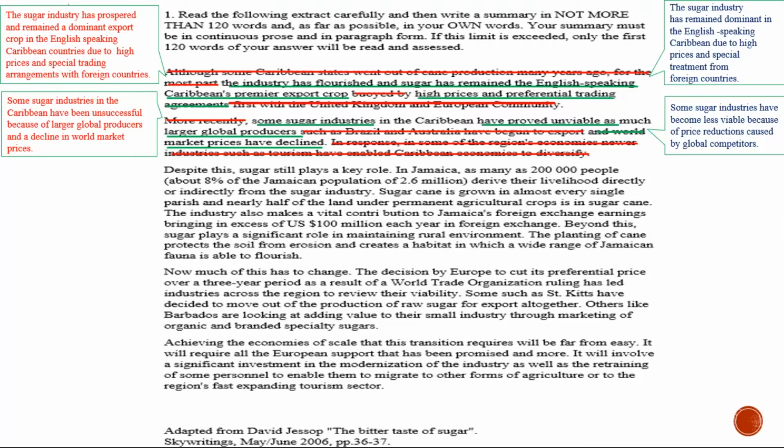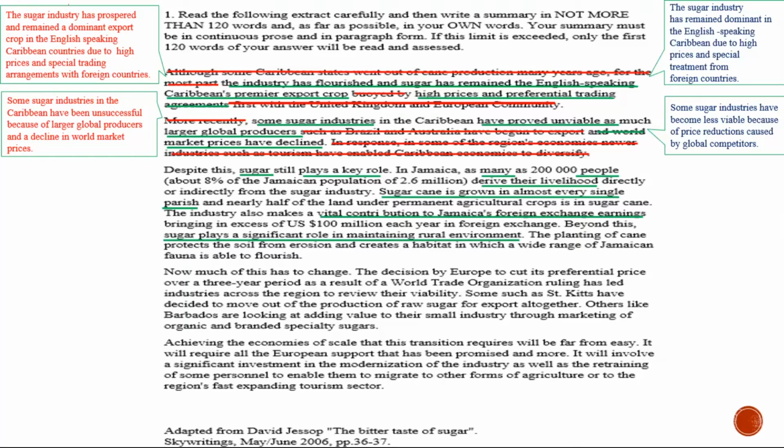The paragraph is talking about the benefits of the industry in Jamaica. So this is what we're going to be looking out for in the paragraph. 1, it says that they derive their livelihood, suggesting that people depend on sugar for their source of income. It gives employment to people. Then it says that sugar cane is grown in almost every single parish, suggesting again that sugar is important, because if it is grown in every single parish, it means that a lot of persons actually do depend on this as a source of income.